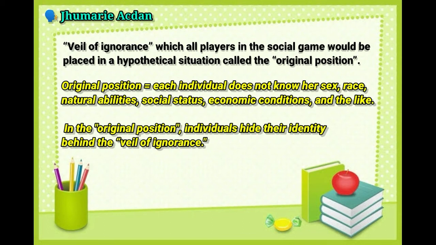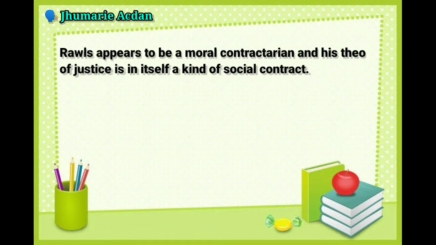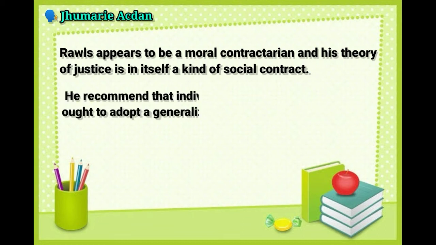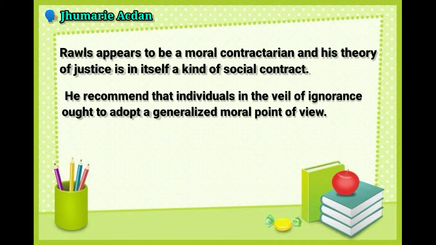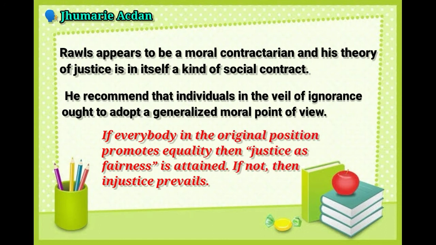According to Rawls, out of this veil of ignorance, each individual makes a rational prudential choice concerning the kind of social institution they would enter into contract with. As we can see, Rawls appears to be a moral contractarian, and his theory of justice is in itself a kind of social contract. Rawls recommends that individuals in the veil of ignorance ought to adopt a generalized moral point of view. And according to Rawls, if everybody in the original position promotes equality, then justice as fairness is attained. If not, then injustice prevails.